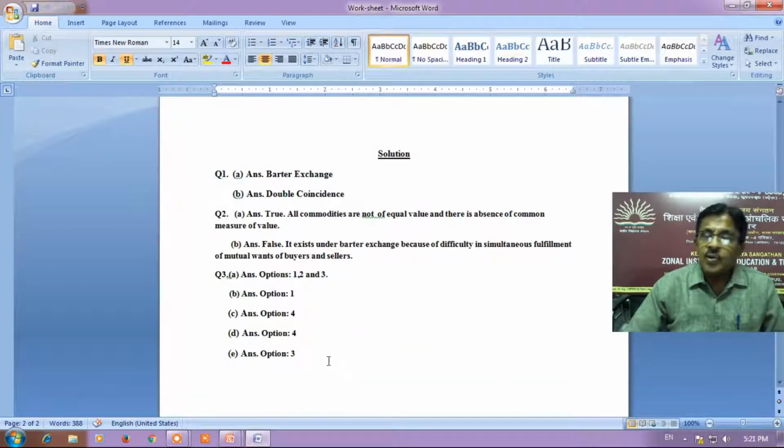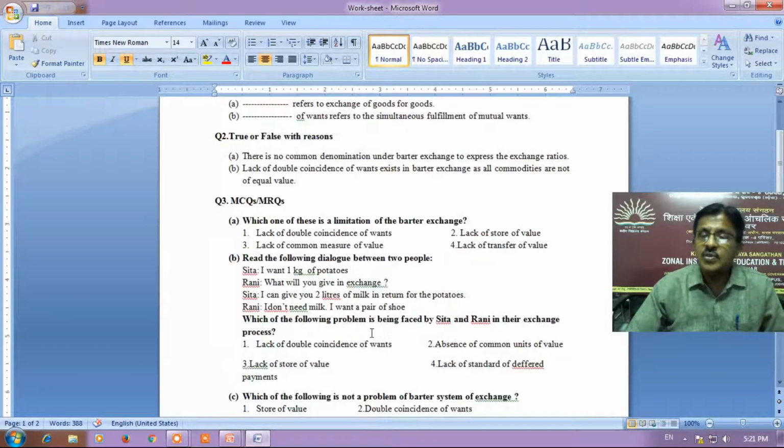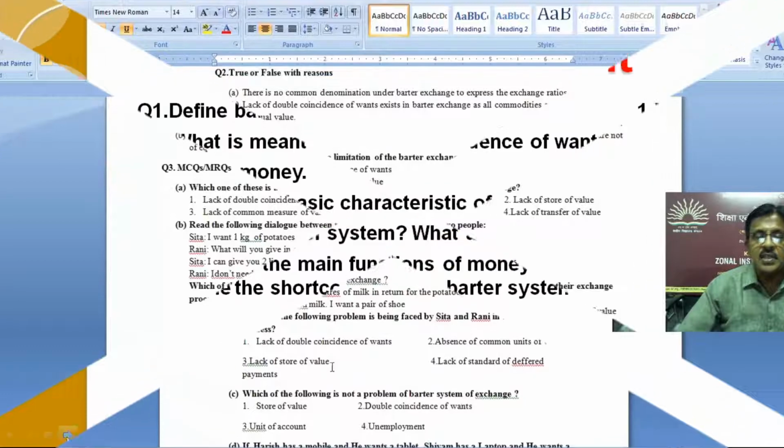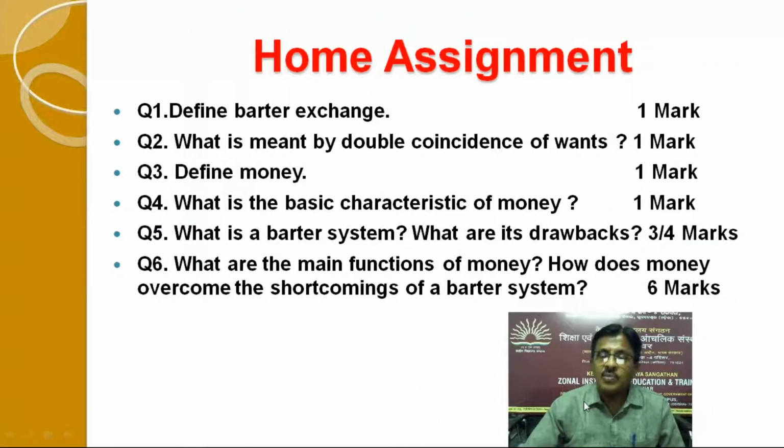So I hope you are clear about these concepts. If you know what is barter exchange and you know the drawbacks of barter exchange, then how money, the functions of money, overcomes the drawbacks of barter exchange has been clarified. Then some of the questions I have marked as home assignment for all of you. So define barter exchange. What is meant by double coincidence of wants? Define money. What are the basic characteristics of money? What is a barter system? What are its drawbacks? What are the main functions of money? How does money overcome the shortcomings of a barter system?